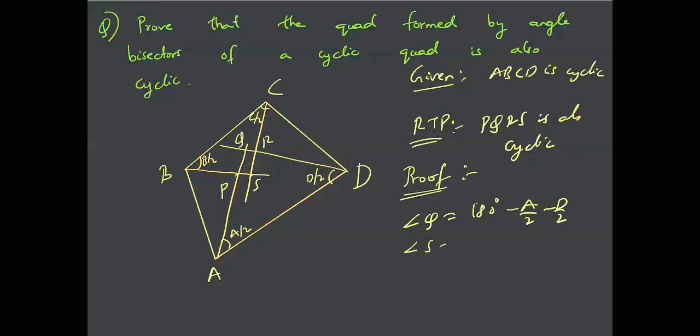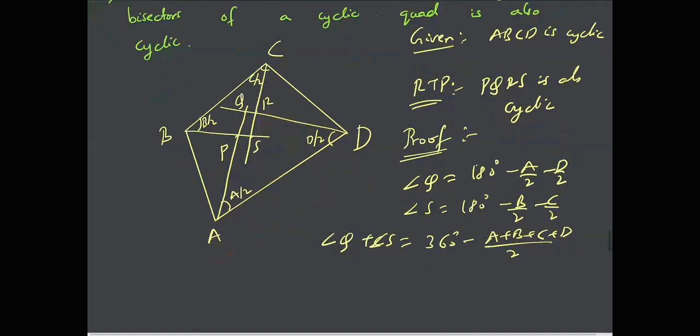So angle S is equal to 180 minus B by 2 minus C by 2. So angle Q plus angle S is how much? 360 minus (A plus B plus C plus D) by 2, which is 360 minus 180, which is 180. Fine. So this means that the sum of opposite angles is 180. This implies that PQRS is also a cyclic quadrilateral.